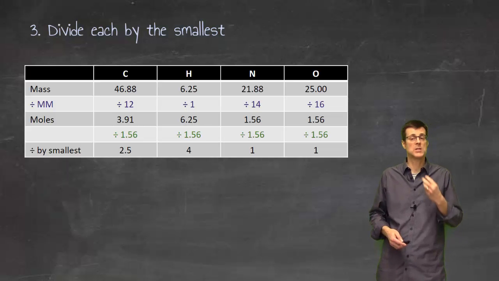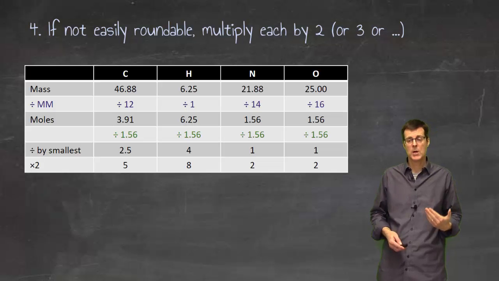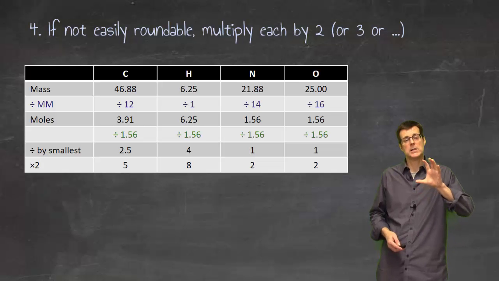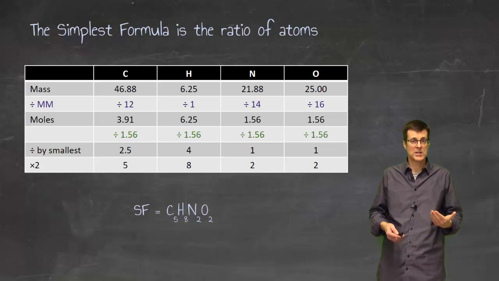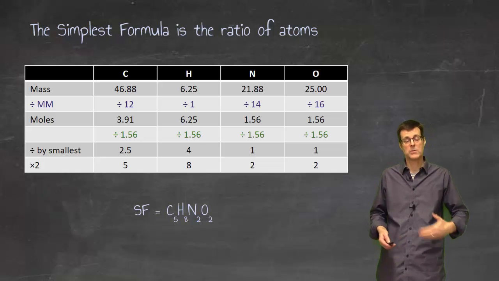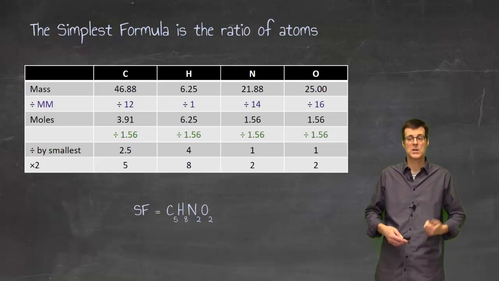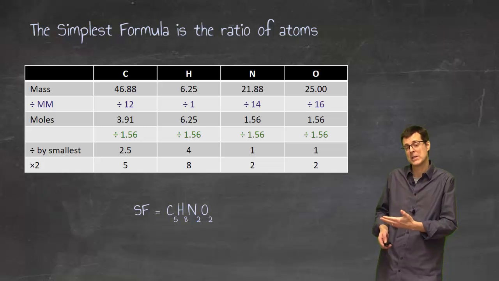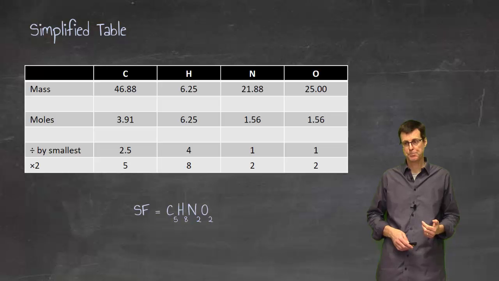So now I'm going to do step 4, where I multiply everything, in this case by 2, and that gives me 5, 8, 2, and 2. That is now whole number ratios of atoms, and my chemical formula is made up of that ratio. So 5 carbons, 8 hydrogens, 2 nitrogens, 2 oxygens form a simplest formula. Is that the actual formula? I don't know. I need more information to find out, but I know that it is the correct simplest formula because it meets all the criteria.